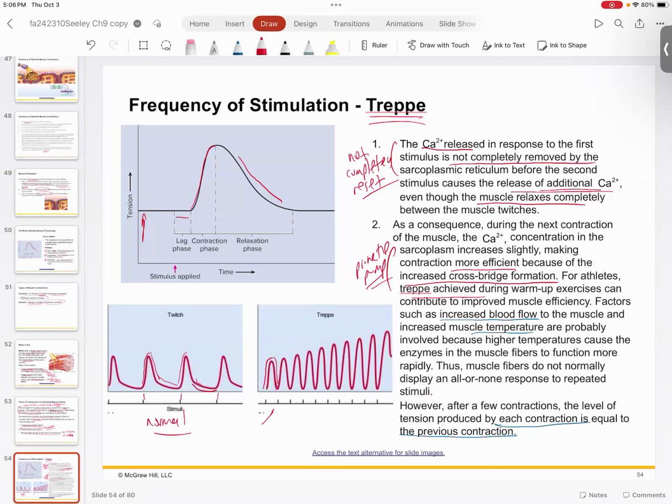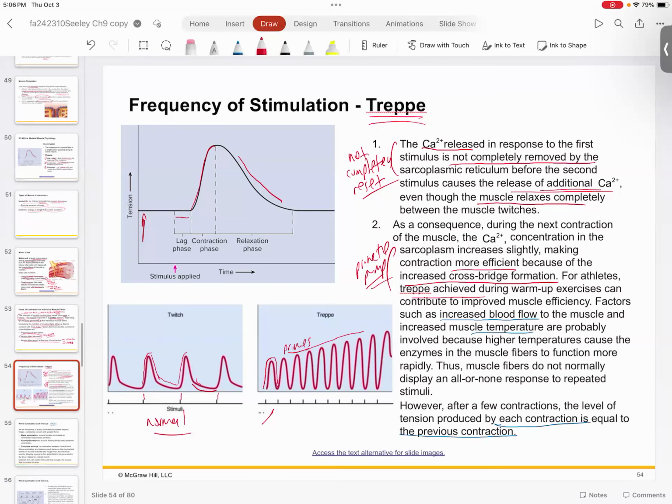What this does is it starts to prime the muscle. Then you can see that your contraction peaks start to get bigger and bigger and bigger. That's what we're looking at when we see treppe.